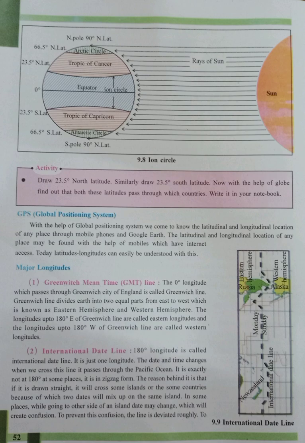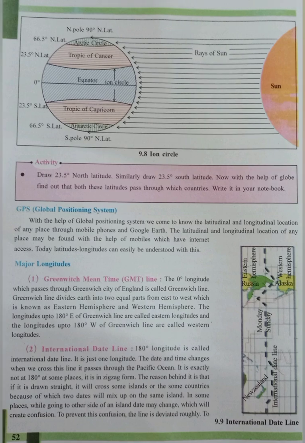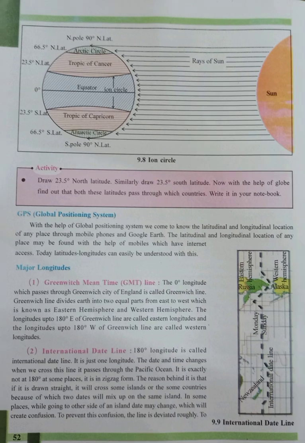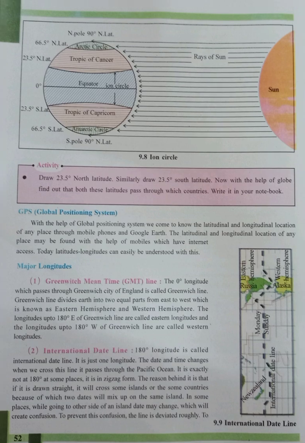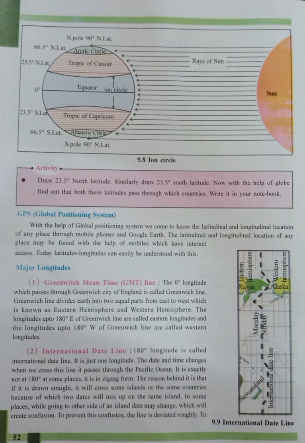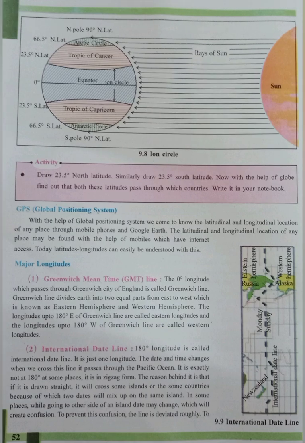The International Date Line passes over the Pacific Ocean. There are some islands in this ocean. Some part of these islands lies to the east of 180 degree longitude and some to the west of it. If the International Date Line is drawn straight, it will pass over the land area of some of these islands. So an island will have 2 days and 2 dates on the same day. This will create confusion. So the International Date Line is diverted into the ocean, keeping the land area of the islands on one side. So this line is drawn zigzag.